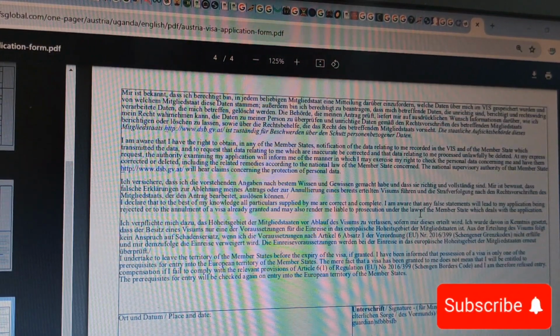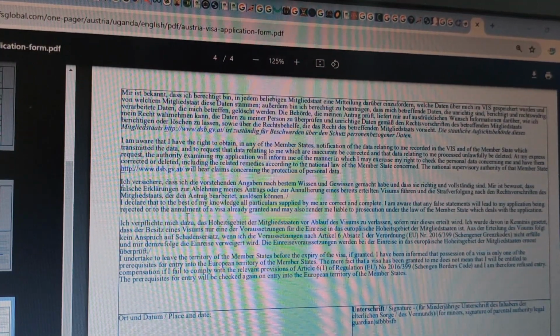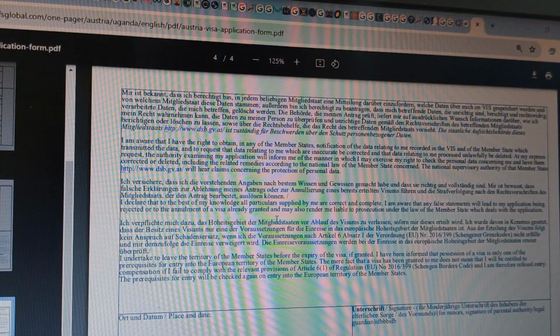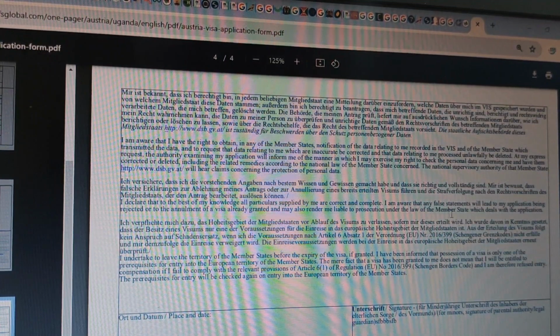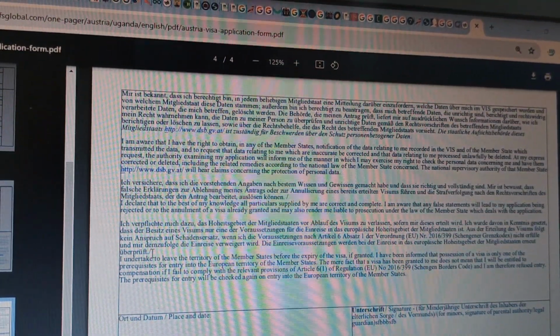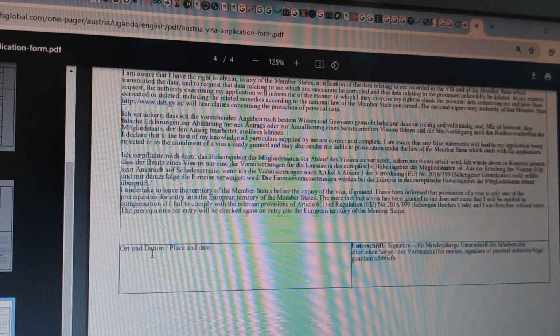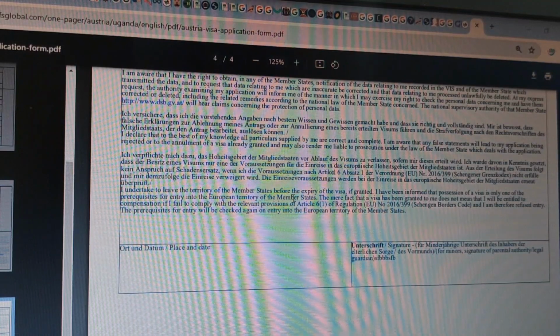I declare that, to the best of my knowledge, all particulars supplied by me are correct and complete. I am aware that any false statements will lead to my application being rejected or to the annulment of a visa already granted, and may also render me liable to prosecution under the law of the member state which deals with the application. I undertake to leave the territory of member state before the expiry of the visa if granted.